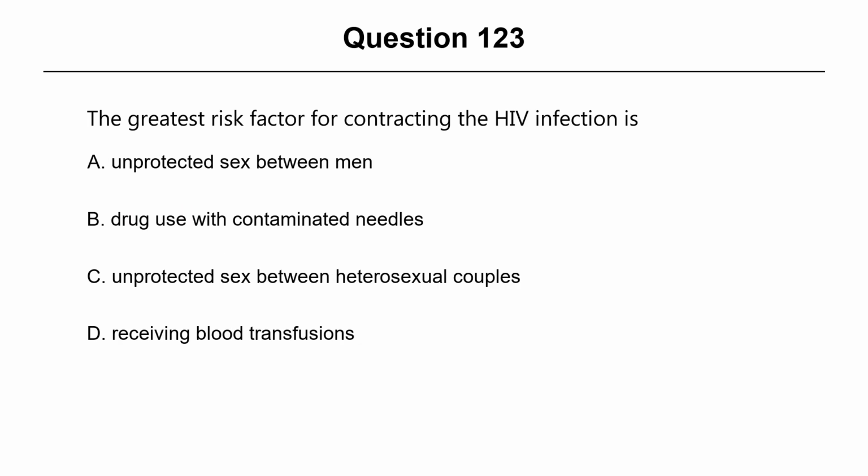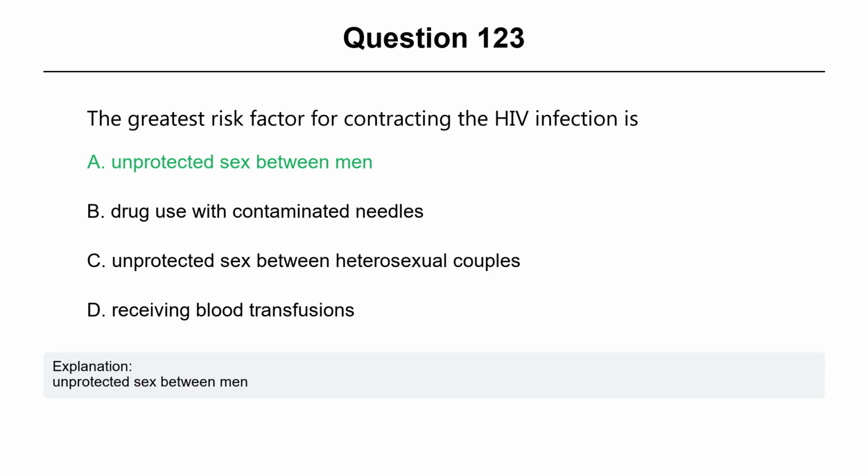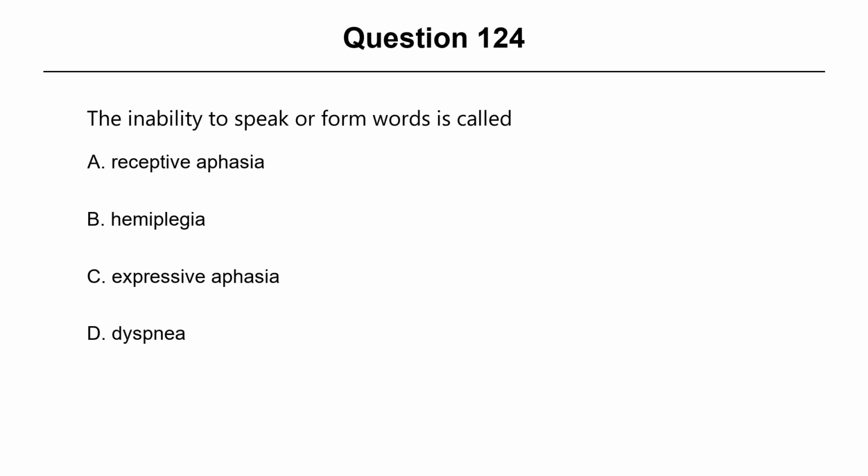Question 123. The greatest risk factor for contracting the HIV infection is Option A, unprotected sex between men. Option B, drug use with contaminated needles. Option C, unprotected sex between heterosexual couples. Option D, receiving blood transfusions. The correct answer is option A, unprotected sex between men.